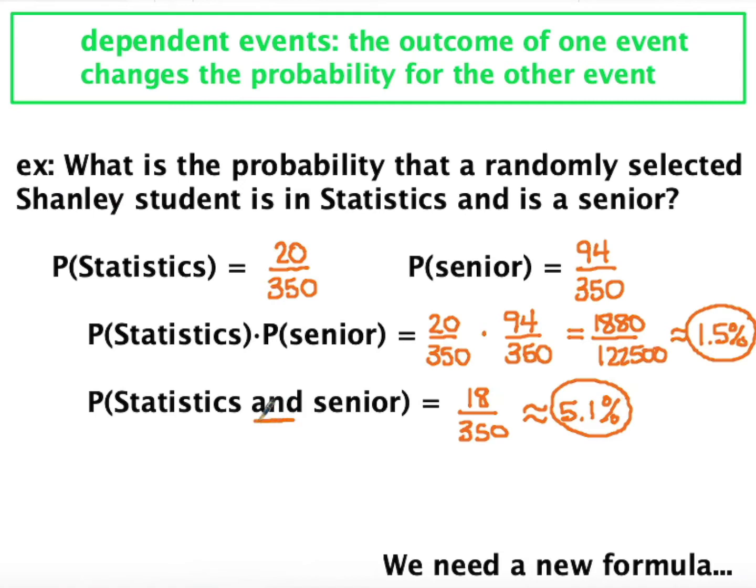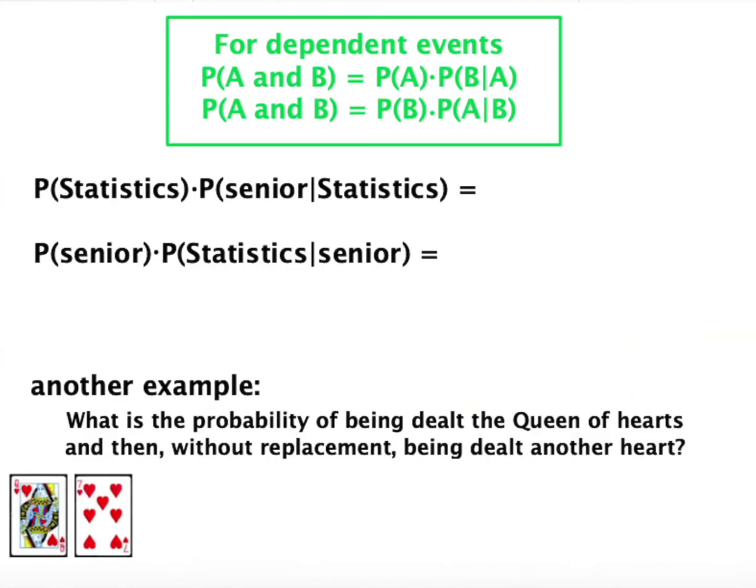But if you do need to use a formula, remember how I said and means multiply? Well, that doesn't work in this situation. And the reason is that we're not talking about independent events this time. We're talking about dependent events. So for dependent events, if we wanted to use a formula, we would need something new. And these are the formulas that we use for dependent events. If we want to find the probability that A and B happen, this is what this means.